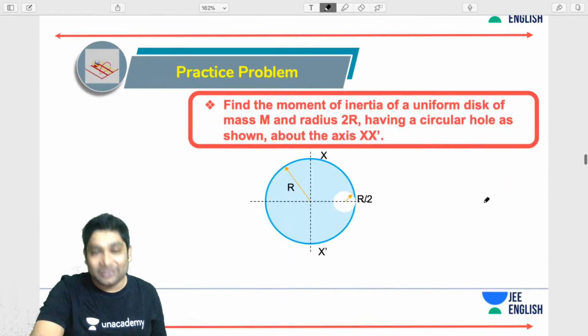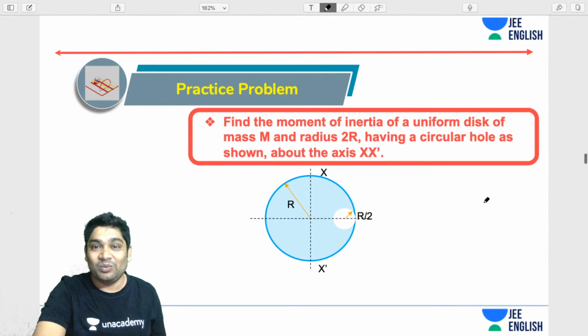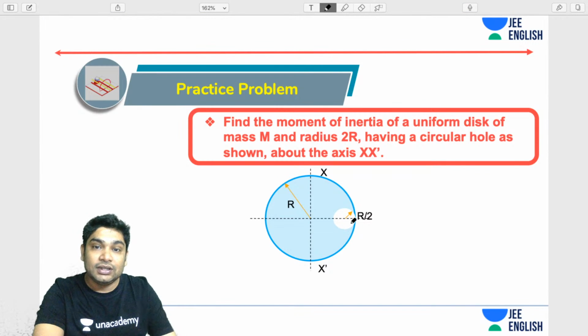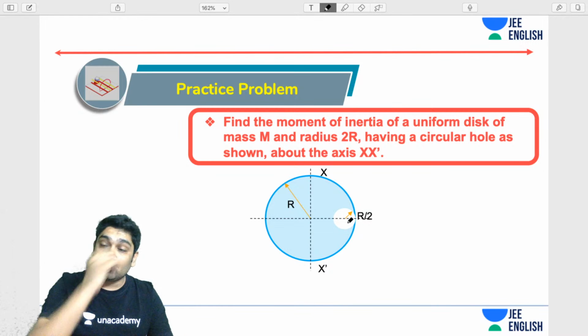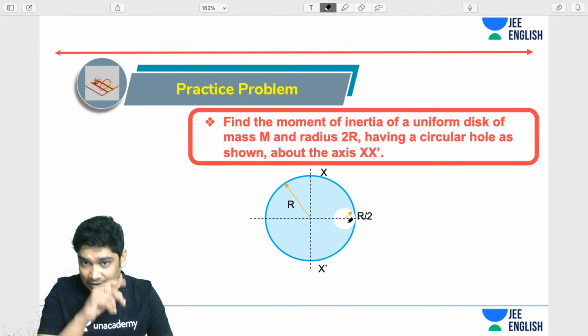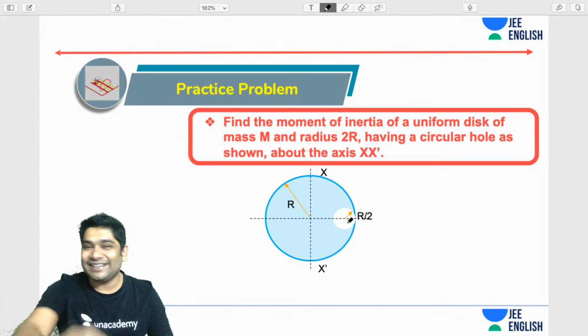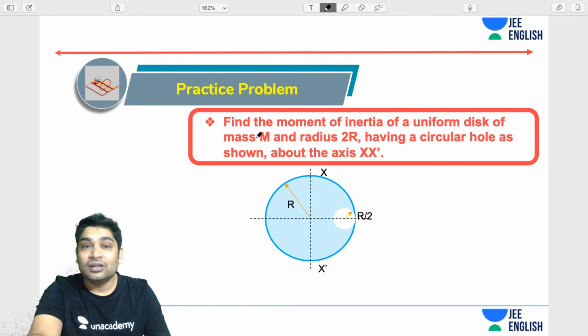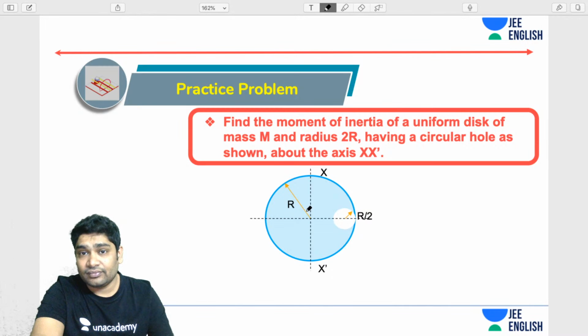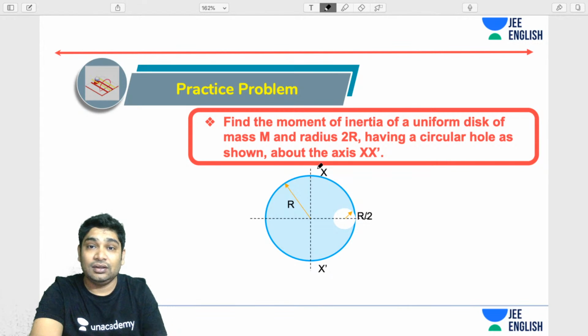Great. So let's try another problem. Here what has been done is that a portion has been removed from a disk. This kind of question has been asked at least 2-3 times, at least once in mains, and I think twice in advanced. So let's try this. How do you go about this? You've been told the moment of inertia of a uniform disk is to be found about this axis I_xx, about the axis xx dash.